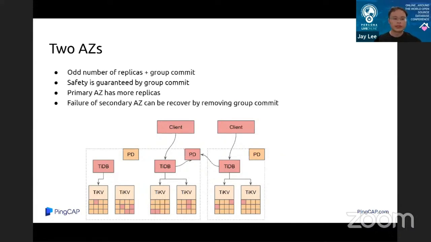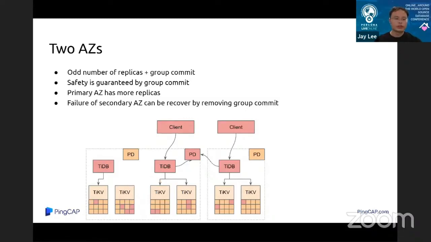Can we achieve both data safety and high availability in 2 ACs case with lower cost? The answer is definitely yes. With group commit, we can achieve both. We can use 3 replicas and also enable group commit. As we have mentioned before, group commit ensures only data written into 2 ACs are considered committed. So either AC is destroyed, the other will still contain the latest data. Data safety is guaranteed.